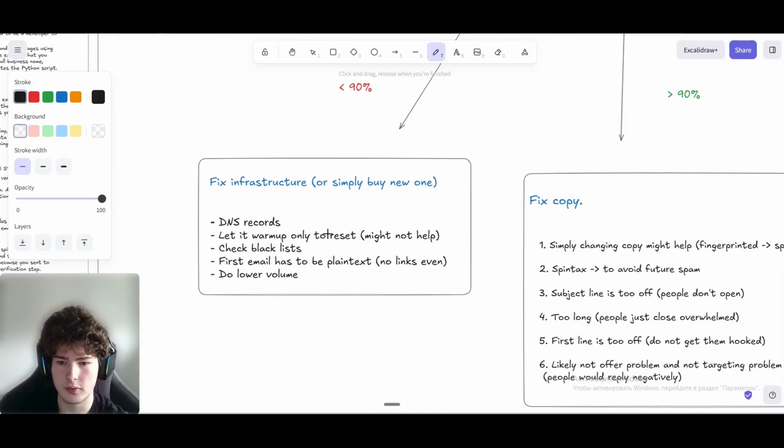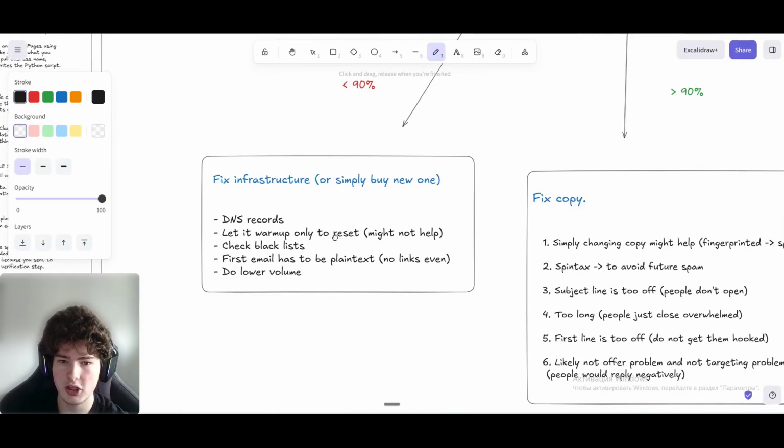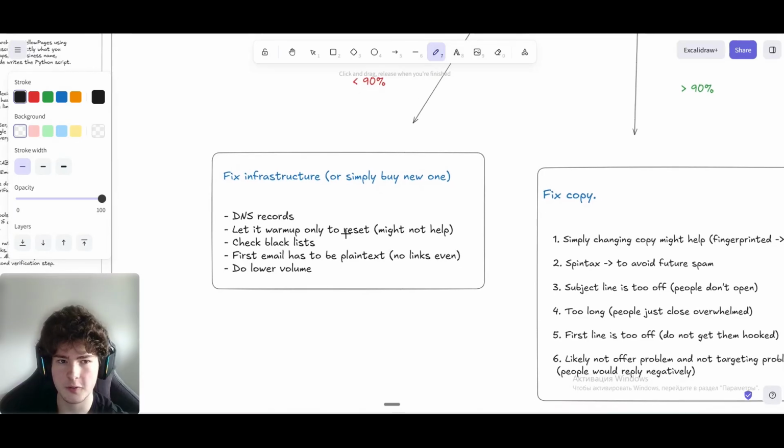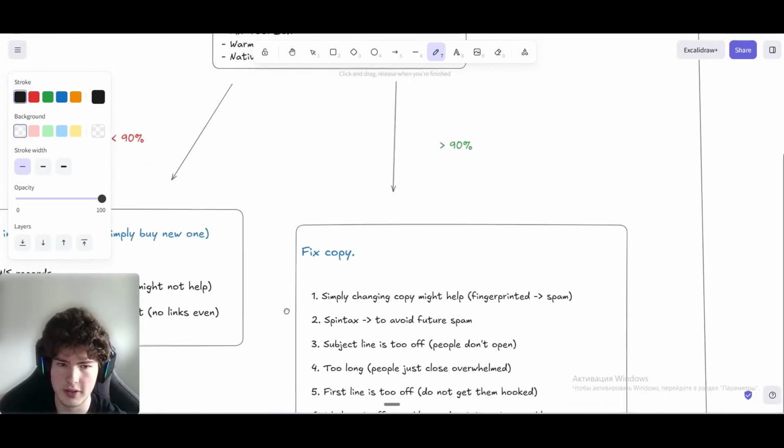And also you might be sending too aggressive a volume. When you start sending cold emails from warm-up, you have to keep the warm-up on, that's number one. And then second, you have to ramp it up slowly. When you start sending cold emails, you may want to start from two or three, and then increase it in increments of one or two each day. So ramp up slowly, basically.